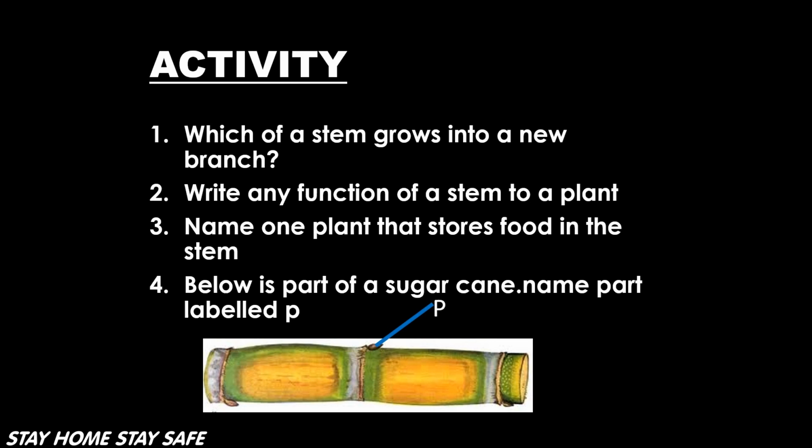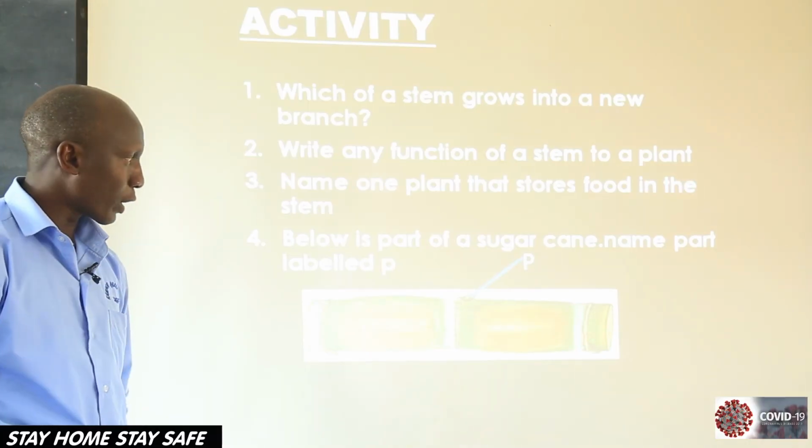The questions are going to be 4. 1, which part of a stem grows into a new plant? 2, write any one function of a stem to a plant. 3, name one plant that stores food in the stem. And lastly, name that part of the stem shown there.